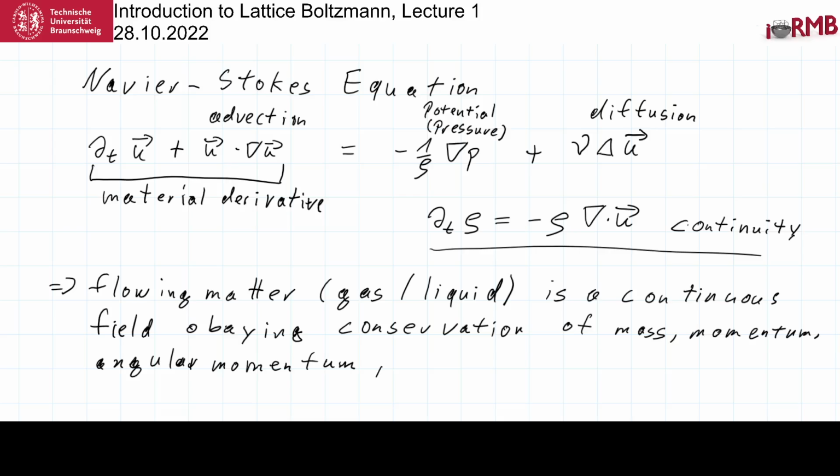And it also conserves energy potentially. So if we write down the incompressible Navier-Stokes equation, we have forgotten about temperature, and therefore this Navier-Stokes equation does not conserve energy. Yeah. So this is why I put this into brackets. But in principle, we could also write an energy equation on top of this, and then we also would conserve energy.